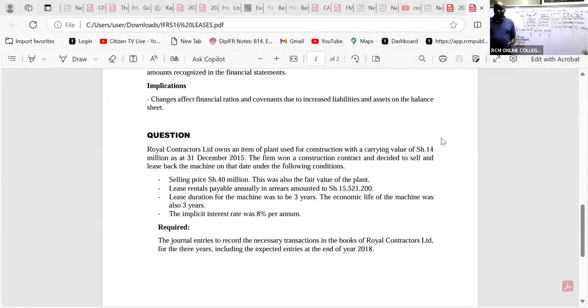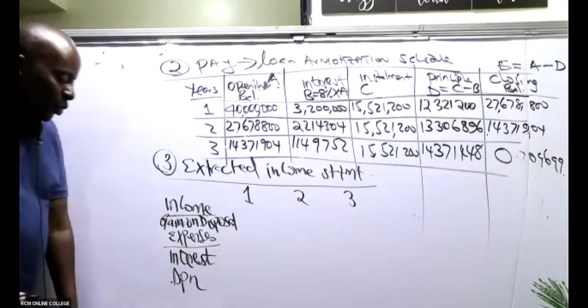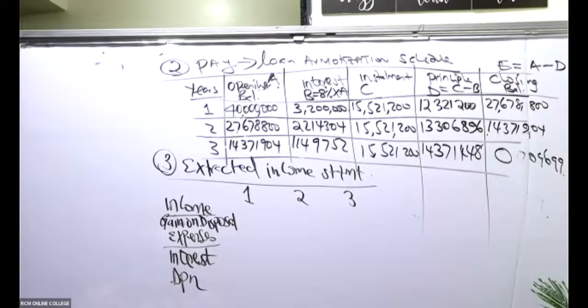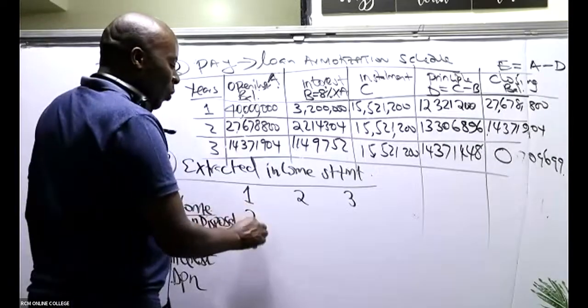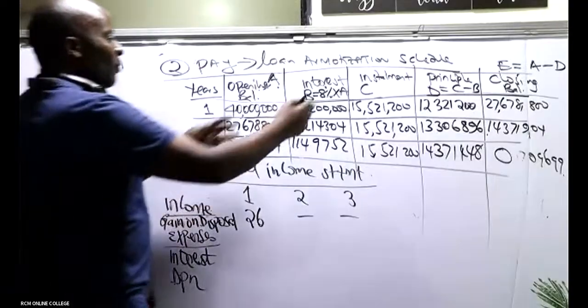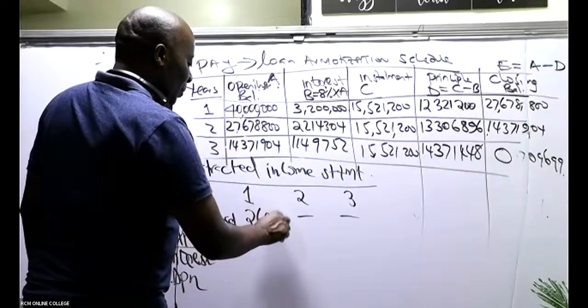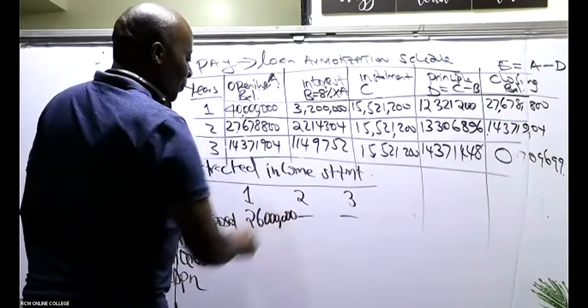So 40 minus 14, that will give us how much? Somebody please give me that figure. A disposal income of how much? 26. Remember, that will be booked in year one. Nothing in the other years. Interest, we have our interest here. The first year, so this then has to be 26 million, just to be consistent.